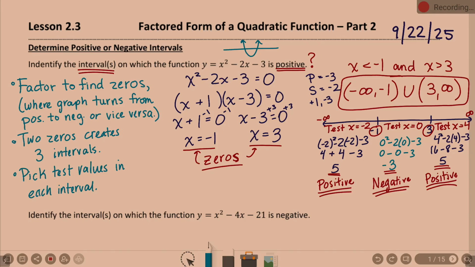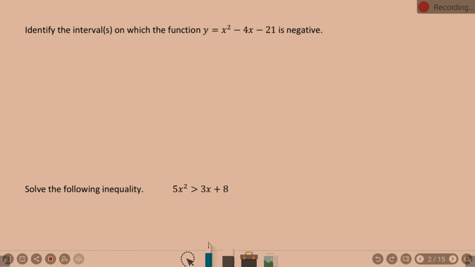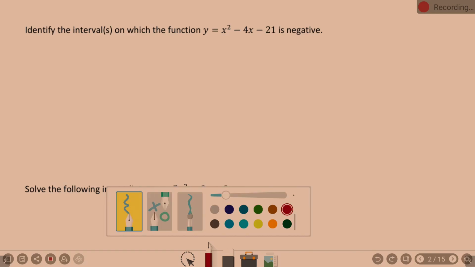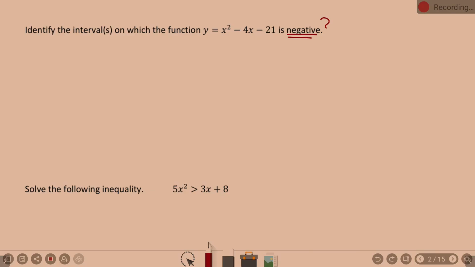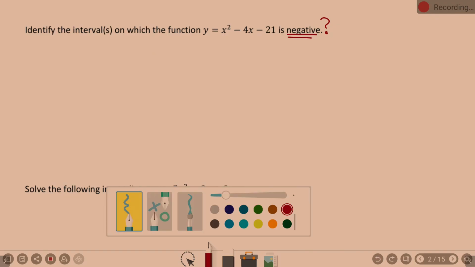Okay. Got it? We're going to practice another one. We're just going to change up the question, and I'm going to ask you to identify any intervals on which the function is negative. So, same idea. We're just looking at a negative answer. So, take that equation and set equal to 0. x squared minus 4x minus 21 equals 0.